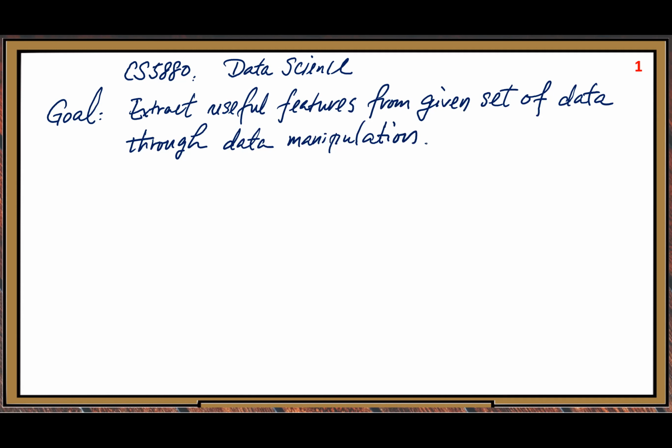So I will spend a lot of time to talk about data manipulation. It could be very complicated. So we will, step by step, learn how to do different types of operations. So that is the goal.